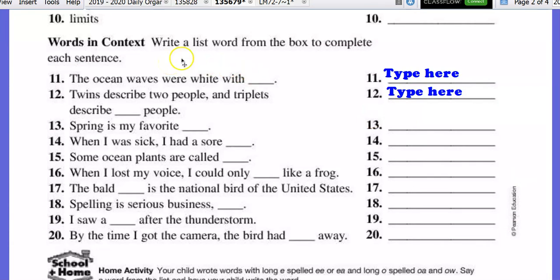Words in context. Write a list word from the box to complete each sentence. Number 11 says, the ocean waves were white with foam. Foam has an OA in the middle, which gives me the long O sound, so I can hear the O, and it fits the answer to 11. Number 12, twins describe two people, and triplets describe 3. Triplets has a double E, which gives me the long E sound.